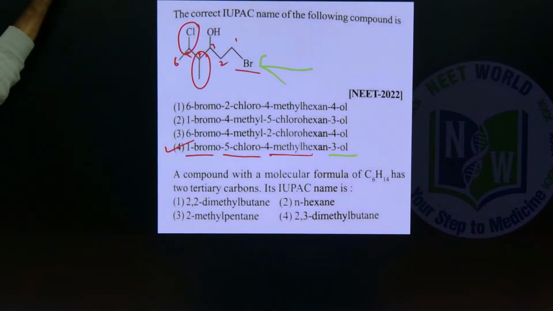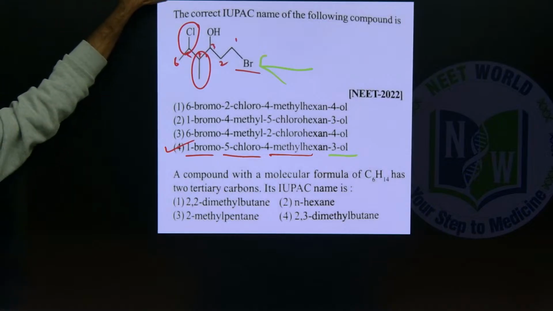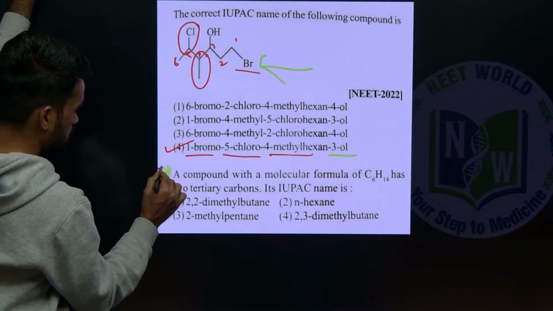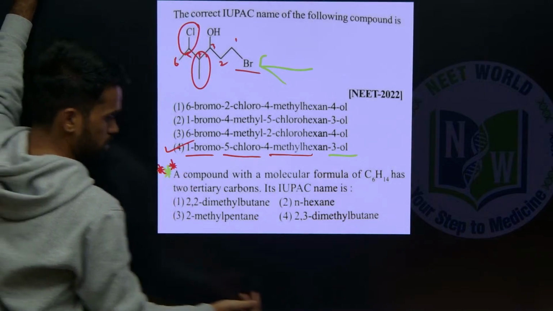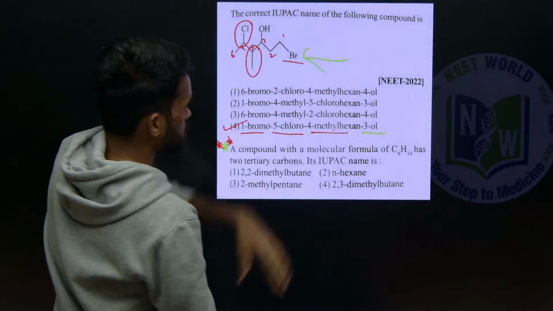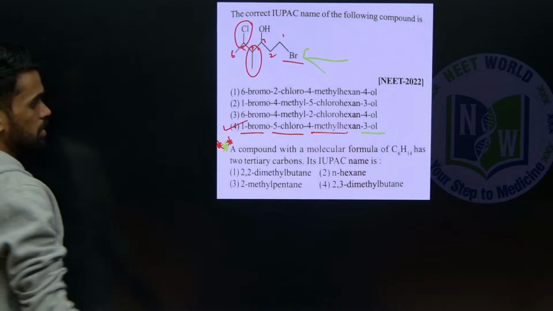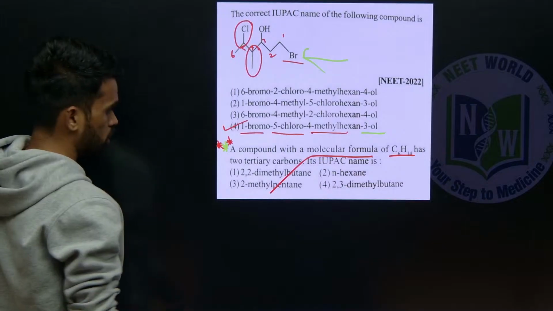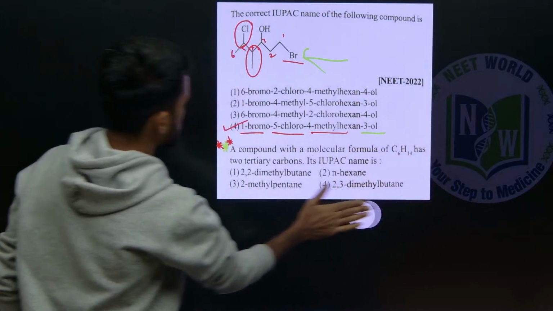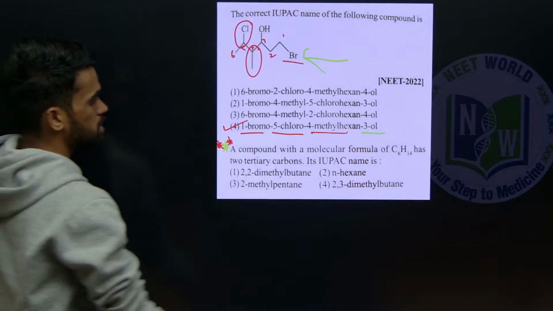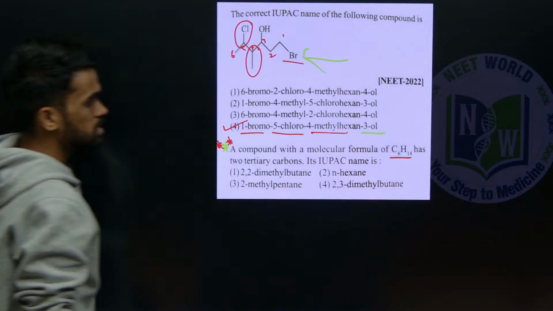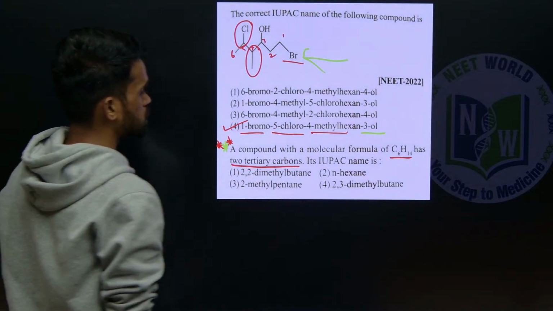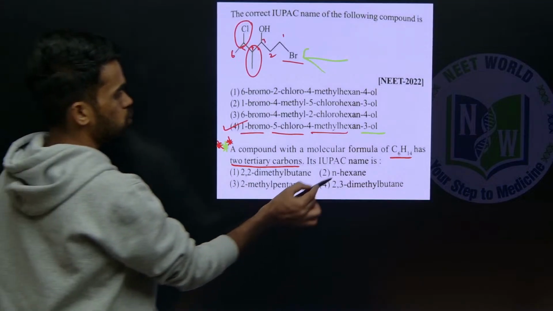Okay, right. And we have other model questions here. Just look at this, what they are saying. This is again an important model. This time they won't give a structure, they will give some kind of formula. They are saying the given compound with the molecular formula C6H14 has 2 tertiary carbons. What will be the IUPAC name of that compound?